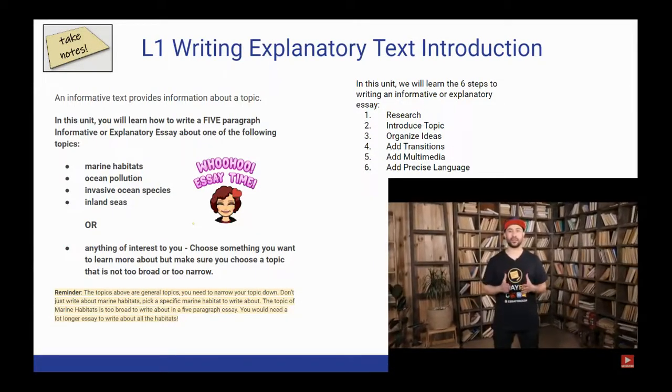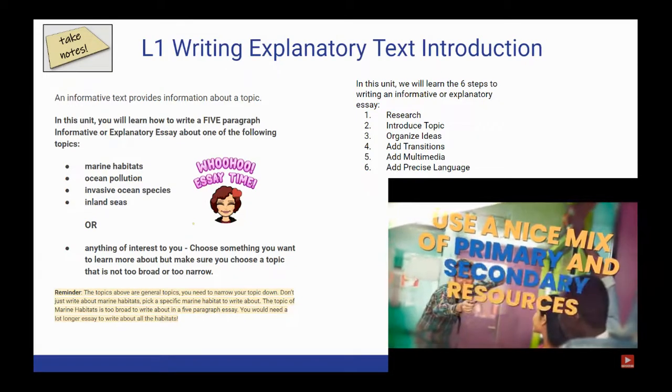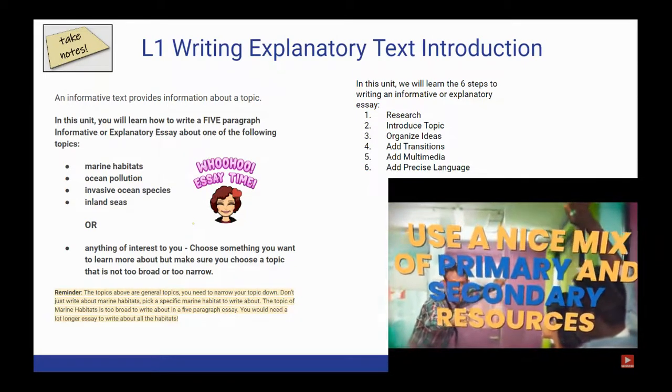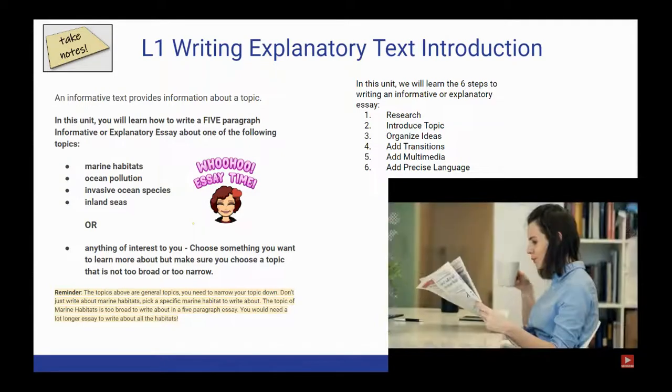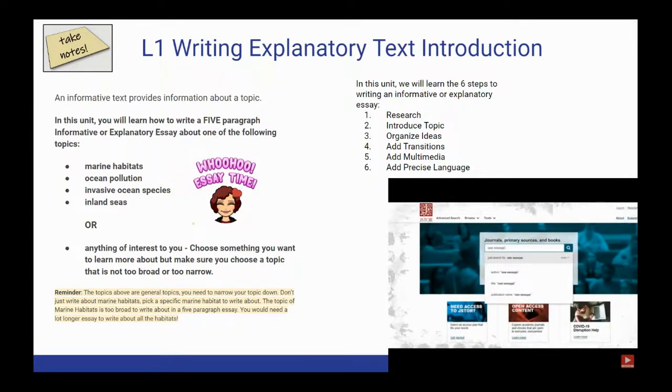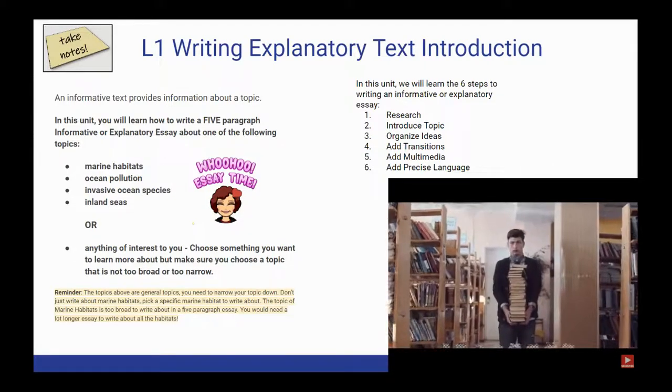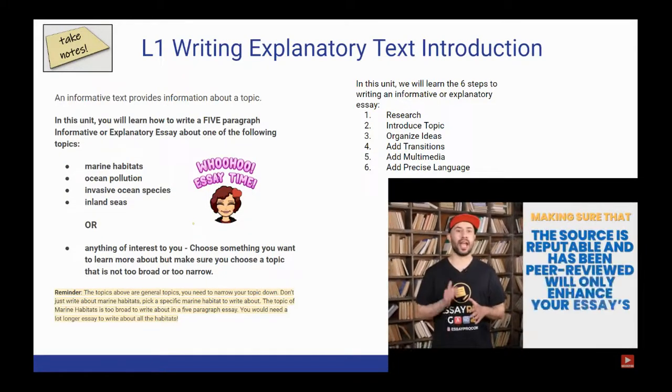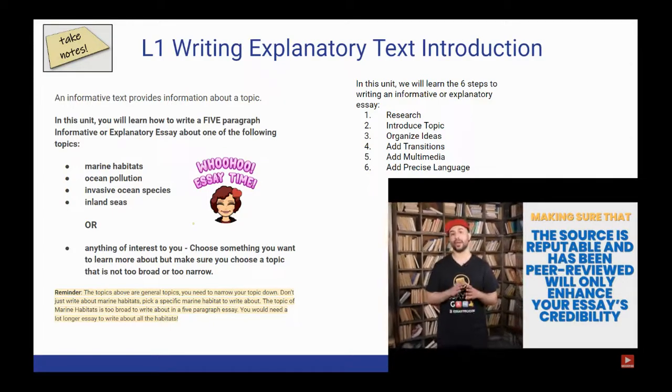To maximize the strength of your essay, you'll want to use a nice mix of primary and secondary resources. A secondary resource would be another scholarly paper written about your topic. This might be something you would find on JSTOR or in whatever digital library your school uses. Making sure that the source is reputable and has been peer-reviewed will only enhance your essay's credibility.